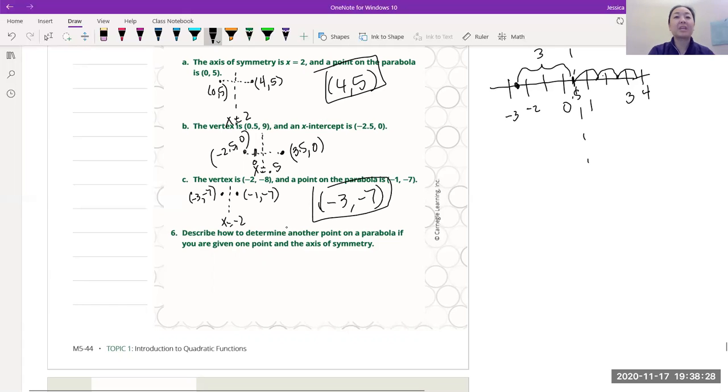Some logical thinking here: determine how to find another point on the parabola if you are given 1 point and an axis of symmetry. Given the axis of symmetry, the height stays the same. So we have the y coordinate, and it's just our x that we need to figure out. How far is the x from the axis of symmetry? And then we're just going to do that same amount on the other side.